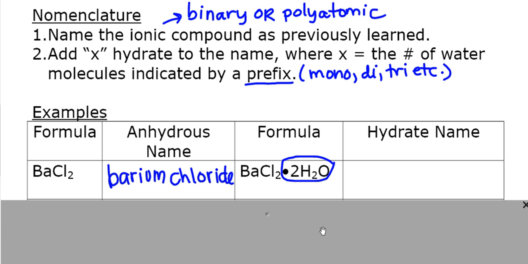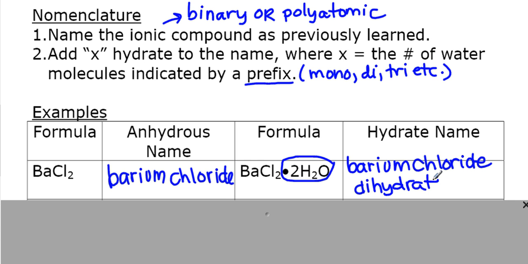So the first part of the name, if we go back up here to the rules, we name it the same as the anhydrous name. So this is barium chloride. But now we add on the hydrate part of the name. So the prefix we use for 2 is di. And then attached to the prefix, all you have to do is add on hydrate. So the name of this compound here is barium chloride dihydrate.